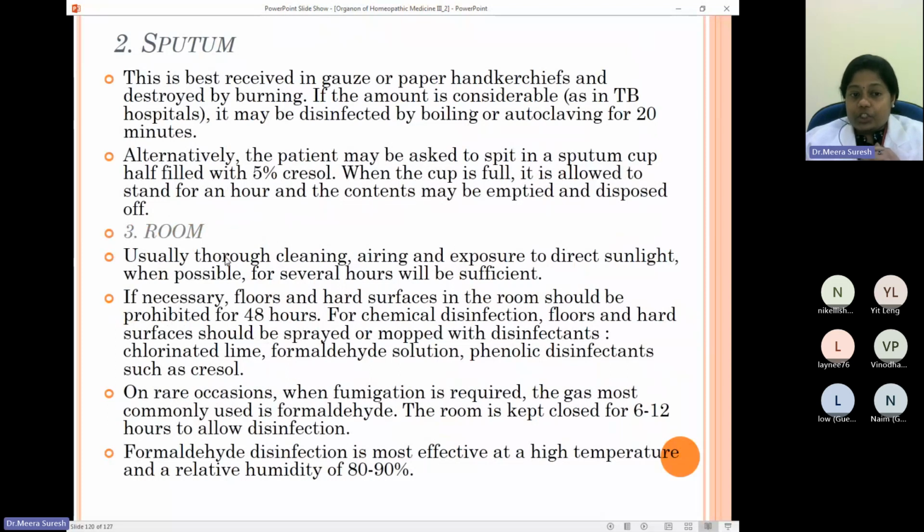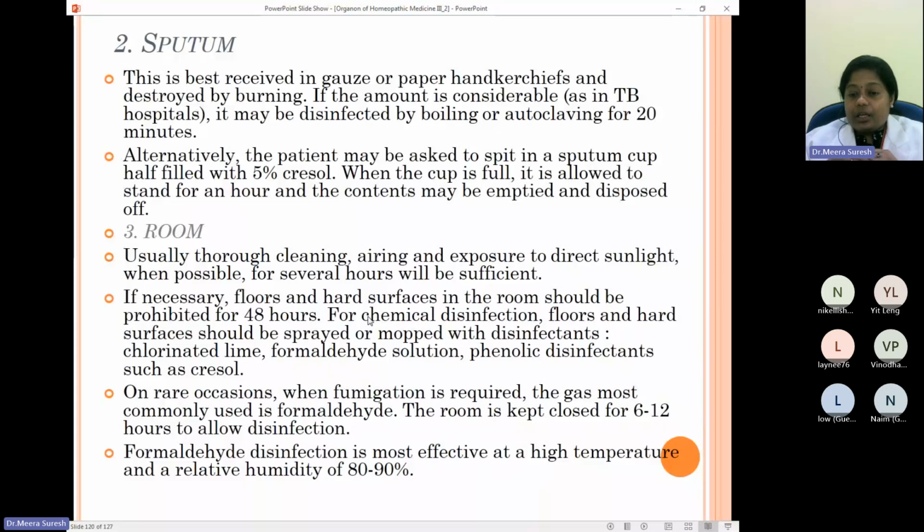If it is a room, the ideal method, as we said, is cleaning, airing, and also sunning for several hours, which will be sufficient. If necessary, floors and hard surfaces in the room should be left unused for 48 hours. By then, almost all the microorganisms, especially the disease causing ones, will be eliminated.